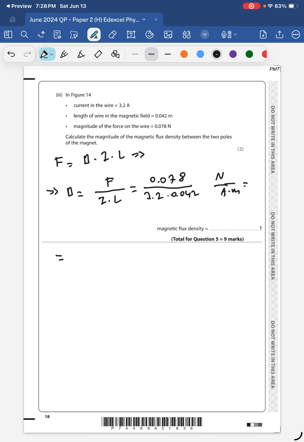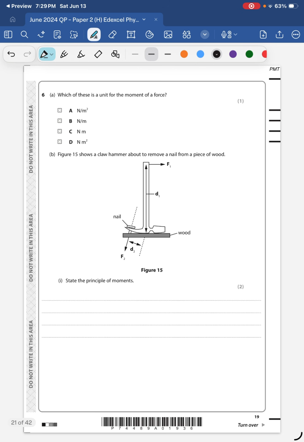So this yields, it's a very weak magnet, by the way, 0.58 Teslas. Not very weak, okay. I underestimated it. It's actually strong. Okay, so this was question 5. Let's move on to question 6.